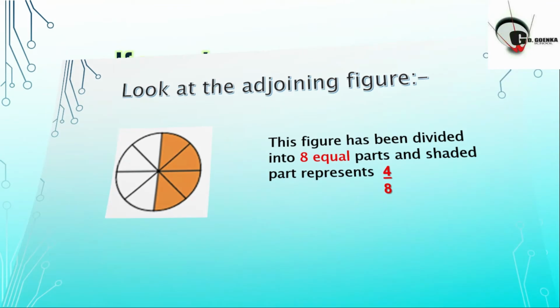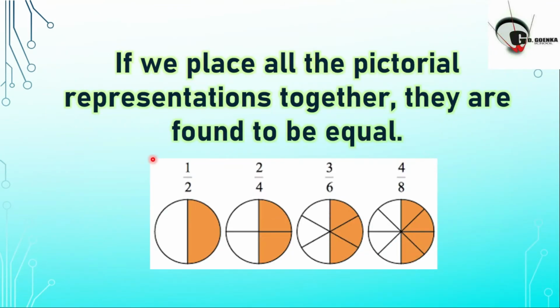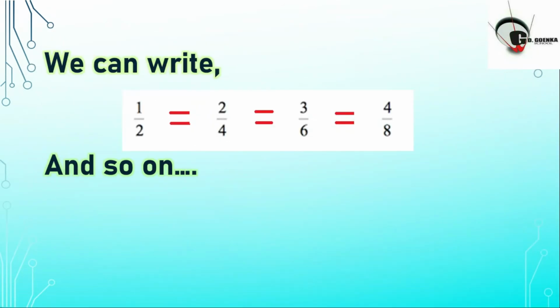Now, if we place all the pictorial representations together, they are found to be equal. You can see that 1 upon 2 looks like this, 2 upon 4 looks like this, 3 upon 6 and 4 upon 8. So you can see that this much part of all figures is shaded. That means 1 upon 2, 2 upon 4, 3 upon 6 and 4 upon 8 are equivalent to each other. Why? Because we can write 1 upon 2 equals 2 upon 4, 3 upon 6 equals 4 upon 8. All are equal and so on. We can write more and more fractions which are equivalent to these.